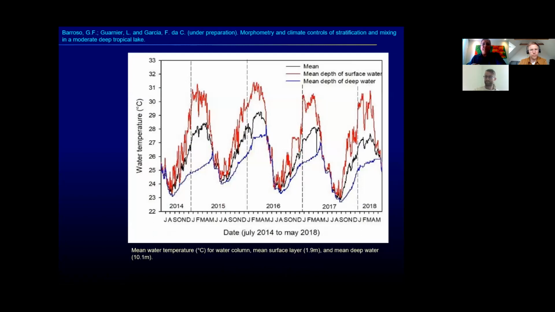The black line shows the mean water temperature in the water column, and the red line shows the mean water temperature at the surface. The blue line shows the mean temperature of the bottom water, at about 10 meters deep. Here we can see that we had a warming of the bottom of the lake from 2015 to 2016, which might be associated with this reduction of water volume.